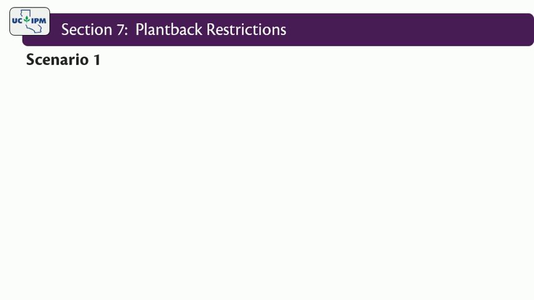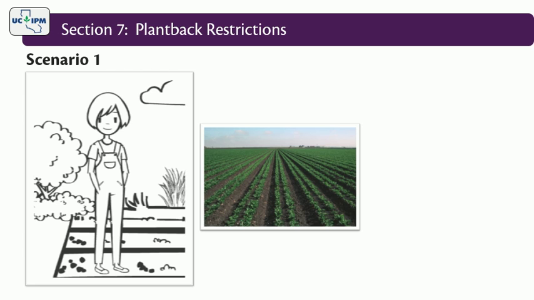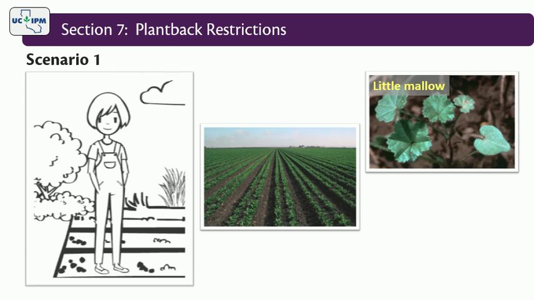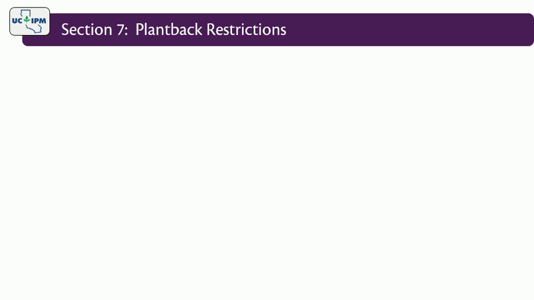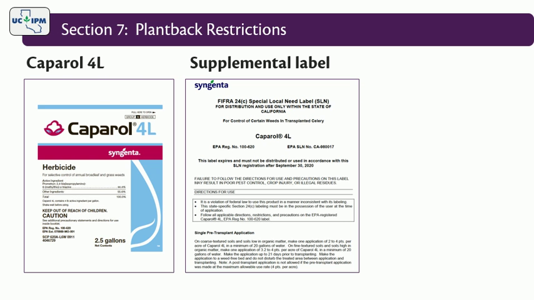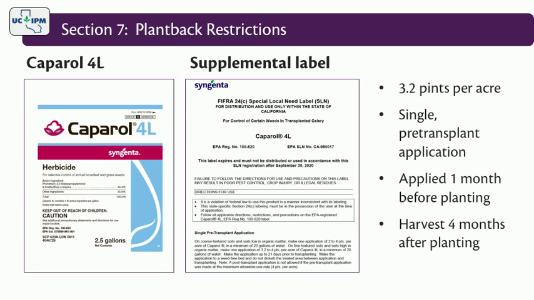Maria grows vegetables on the California Central Coast. The field where she planted celery last March was known to have a lot of problems with annual broadleaf weeds and yellow nutsedge. A pest control advisor, PCA, recommended an application of Caparol 4L at the rate of 3.2 pints per acre as a single pre-transplant application. Following the label, Maria applied Caparol exactly 1 month before transplanting celery seedlings. The celery will be harvested 4 months after transplanting.